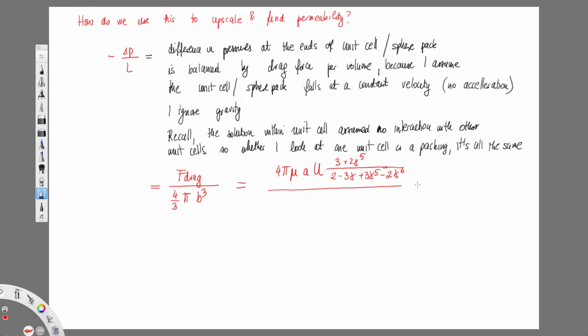Okay. Divided by 4/3 pi b cubed. So this, and then I have here a over b cubed. So a over b cubed is basically gamma cubed times 1 over a squared, right? So then from this force balance, I can actually figure out what is my U. So I can express U.